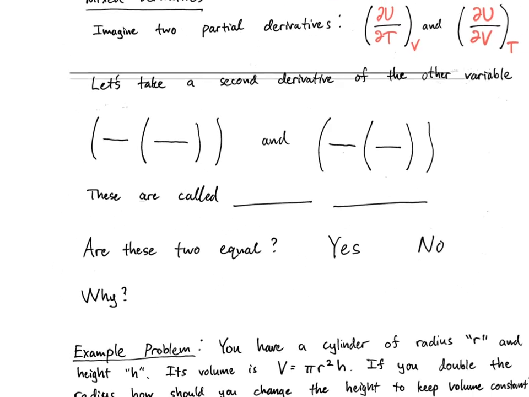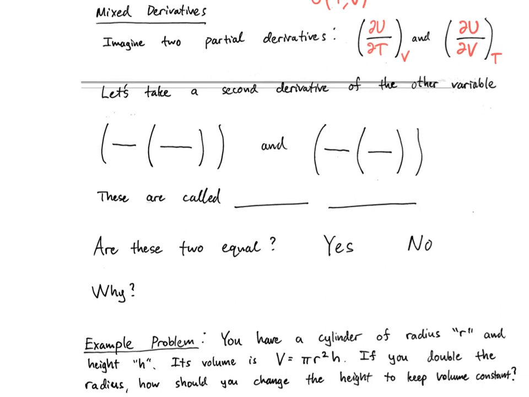Now, let's take the second derivative of each of these single derivatives and see what happens. I'll put the derivative of u with respect to temperature in here at constant volume, but then I'm going to get the derivative of this with respect to volume at constant temperature. So I've got some sort of funny double derivative there, but with two different variables instead of both the same variable. And then over here, let's put the partial of u with respect to v at constant temperature, and then we'll get the derivative of that with respect to temperature at constant v.